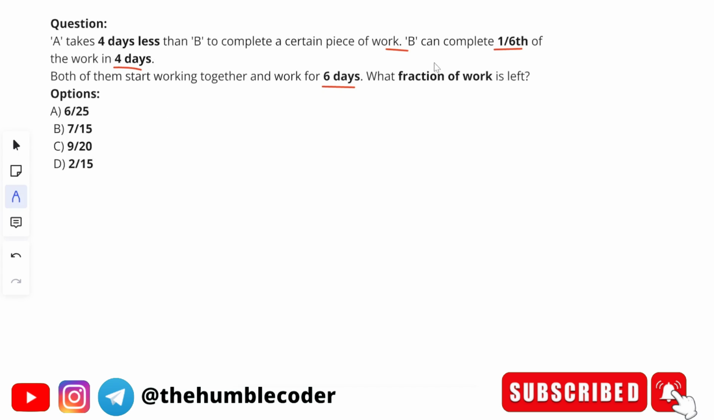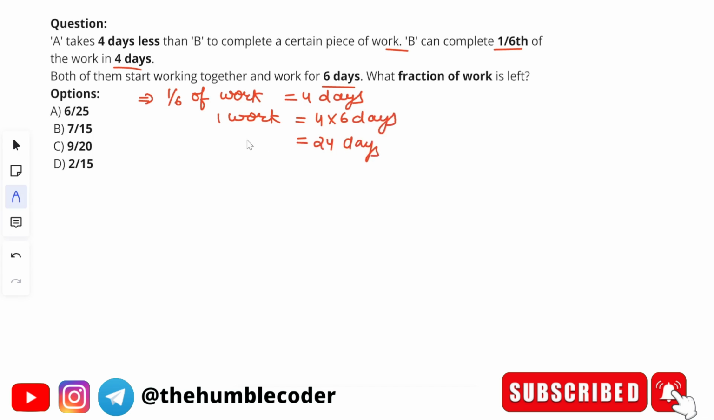Based on the data given to us, first of all, we will write some important things. What is told to us is that B can complete 1/6 of the work in 4 days. Which means B can complete 1/6 of the work in 4 days. So one work, or total work, how many days will he take to do it? 4 into 6, which is 24. So total work by B will be done in 24 days.